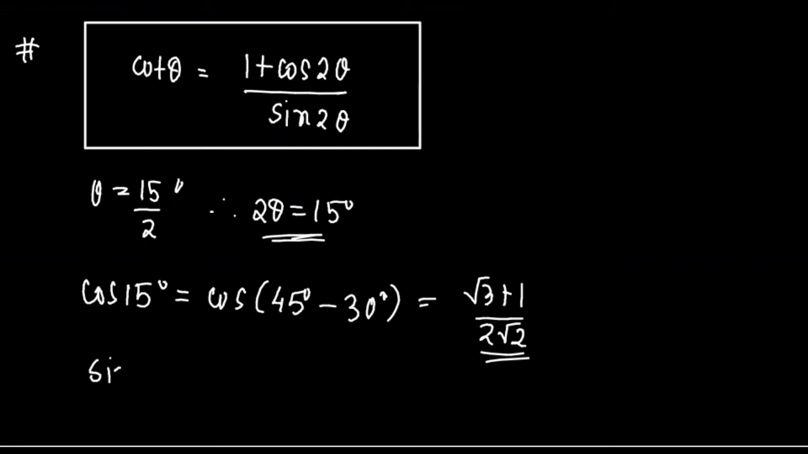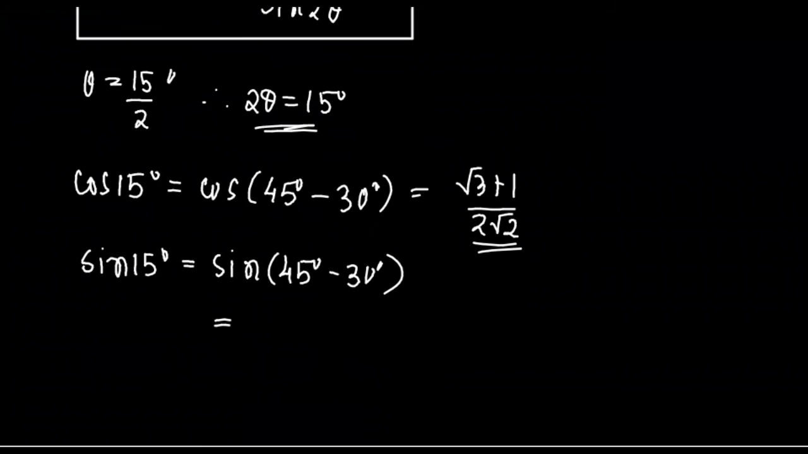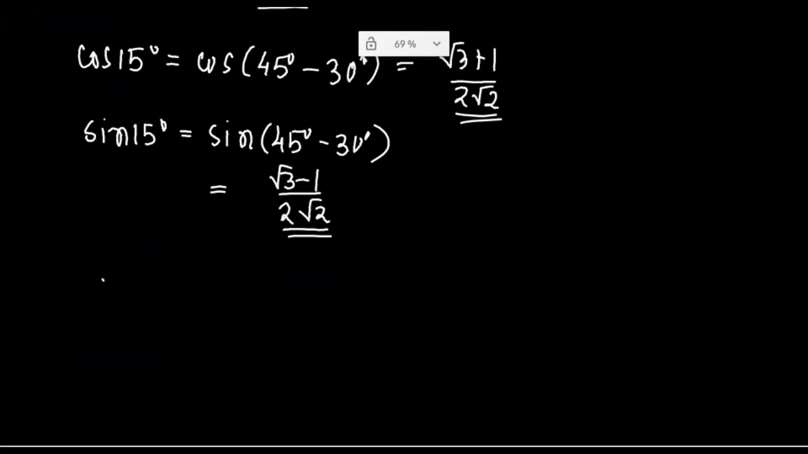And obviously sine 15 is also there. So sine 15 we derive in the same way, 45 minus 30, that means sine of a minus b. So it comes out as root 3 minus 1 by 2 root 2. Okay, so we can write that cot of pi by 24, in place of 15 by 2, we can write this one now. So 1 plus cos 2 theta.